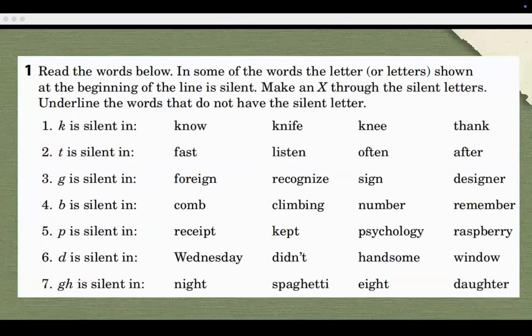So the first exercise, we have: read the words below. In some of the words, the letter or letters at the beginning of the line is silent. Make an X through the silent letters. Underline the words that do not have the silent letter. Okay, so we have the 7 lines here. So now you need to find which consonant sound in each word is silent.